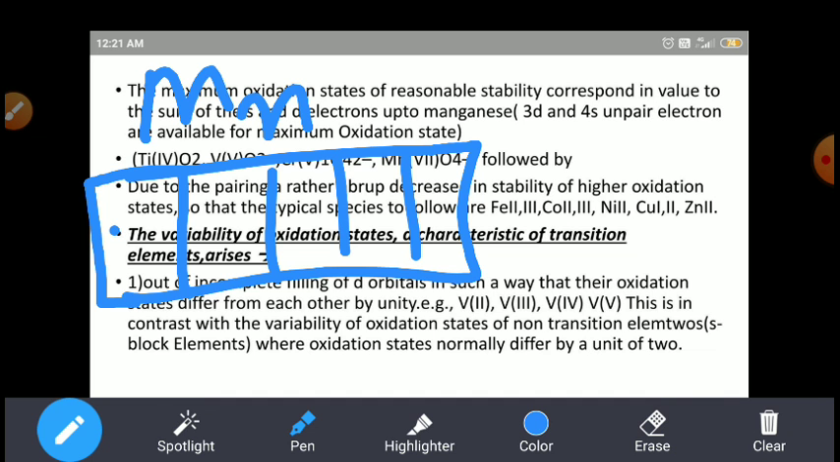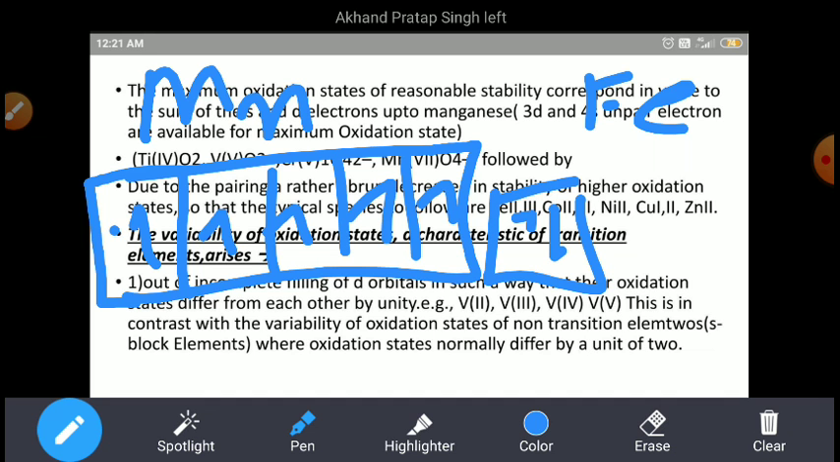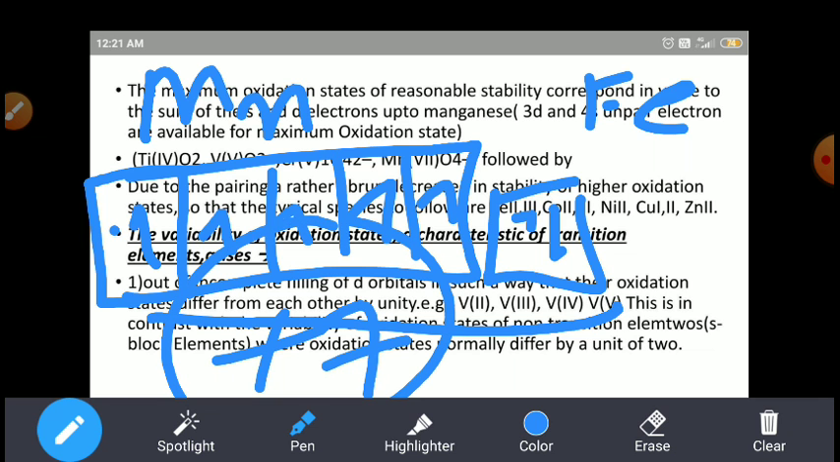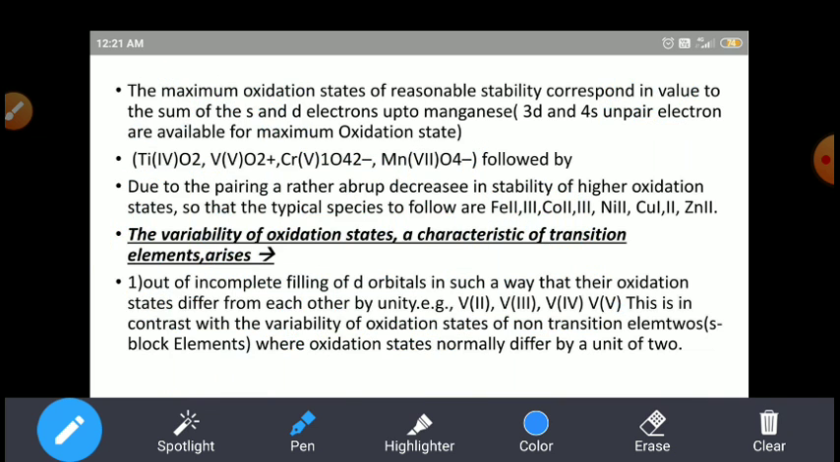So manganese is here exhibiting the +7 oxidation state. Manganese exhibits the +7 oxidation state here, right? Okay.